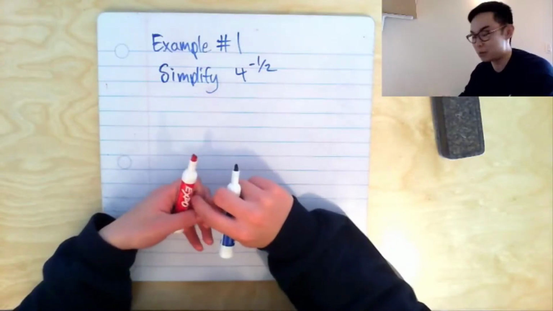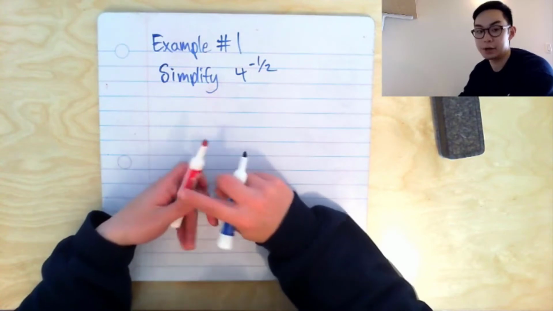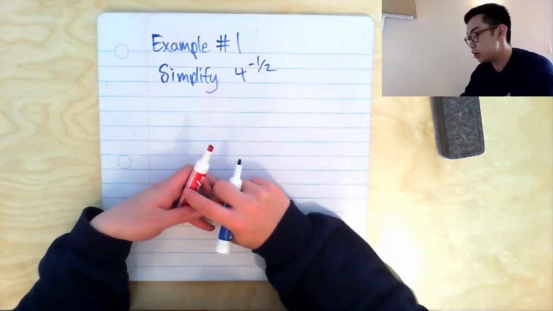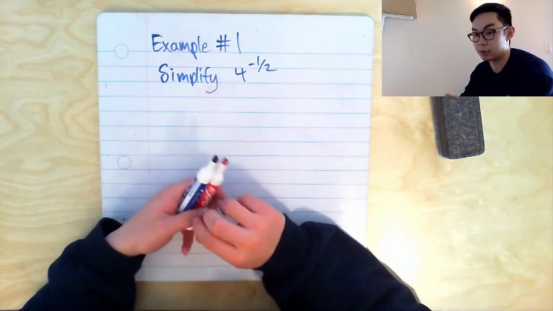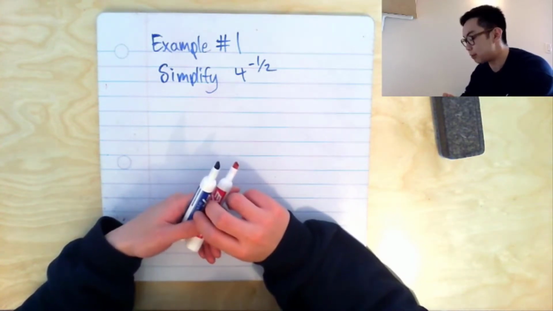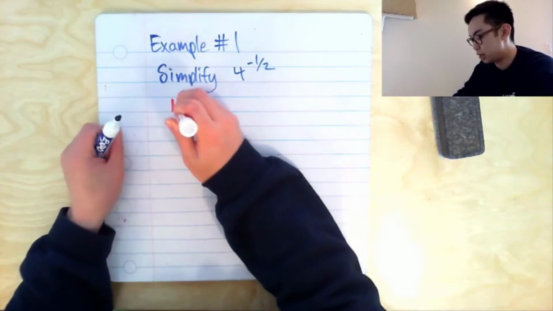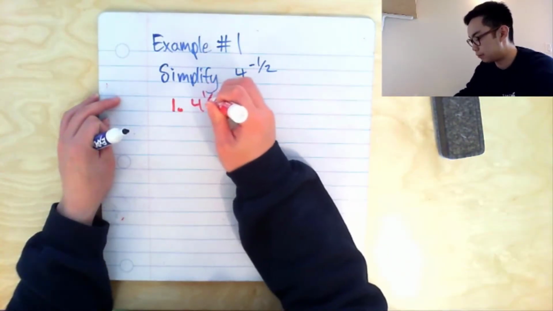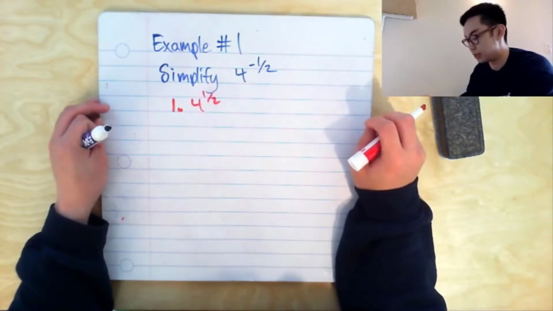Okay, let's get started with our first example. Here it's asking us to simplify 4 to the negative half. To do that, I'm going to apply my little three-step process. My first step is to write the 4 to the negative half as 4 to the half. I'm removing the negative exponent here.